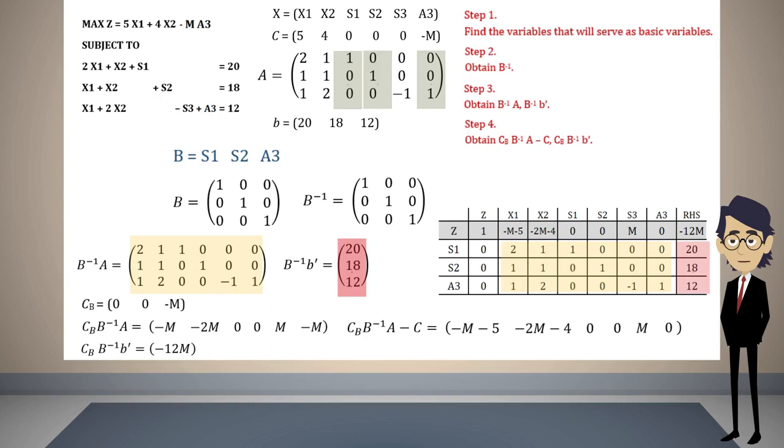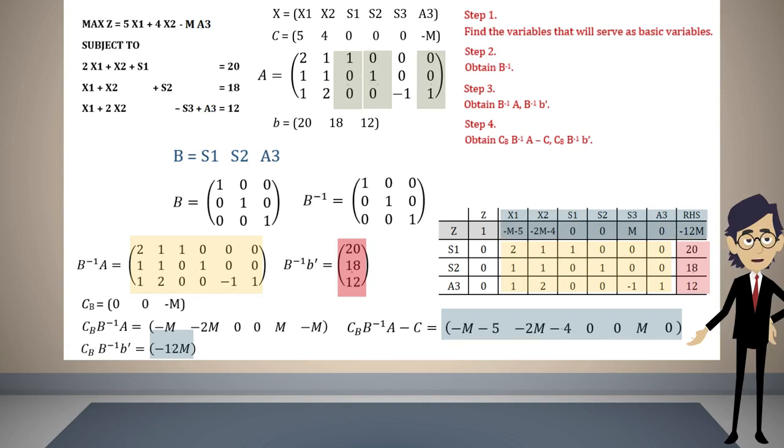These last results correspond to the objective function in the simplex table. If all of the elements in this vector are positive or 0, we have finished. Otherwise, we go back to step 1 to select the new basis.